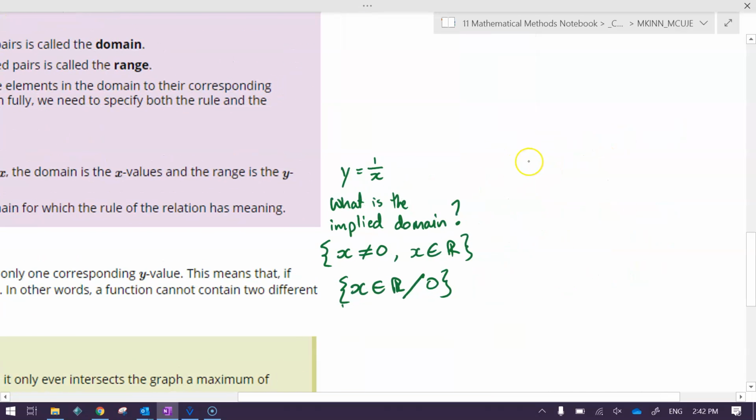One more that we might be interested in finding an implied domain for. The sort of questions that would come up commonly. Oh, and logs. Make sure you've got notes for these, you'll need them. Y equals the square root of 3 minus x. What do we know about square rooting? What are we not allowed to do in the real number system? Can't square root negatives. So how would I write that? What would be the implied domain here?